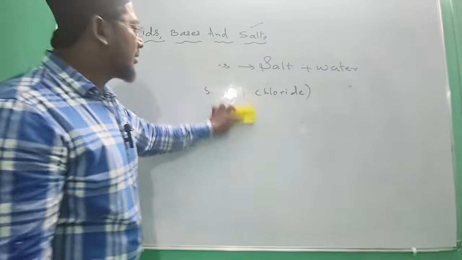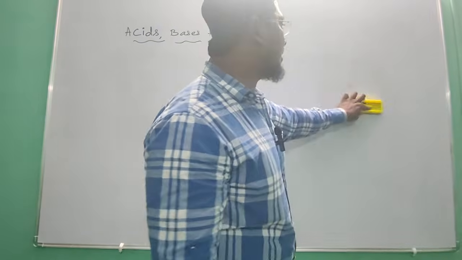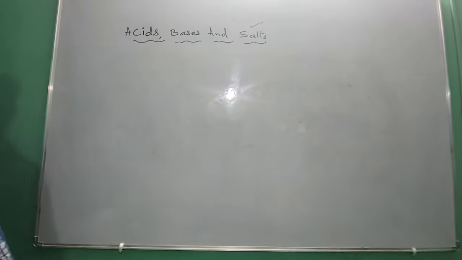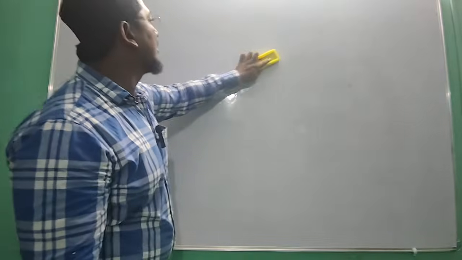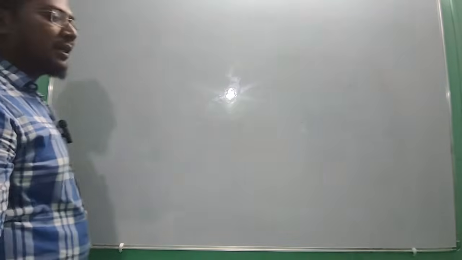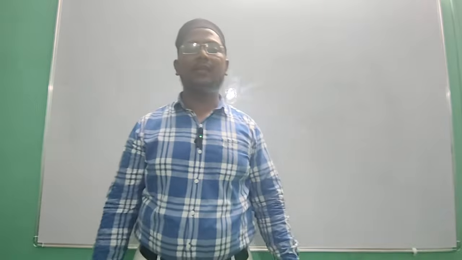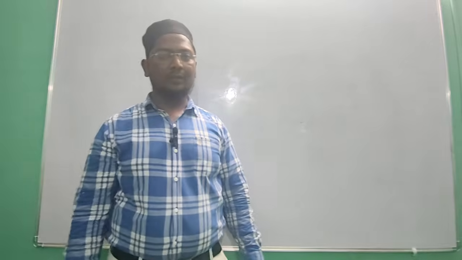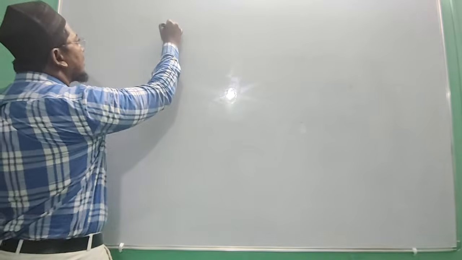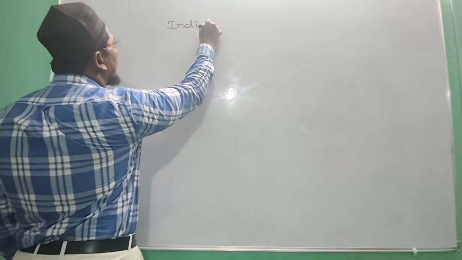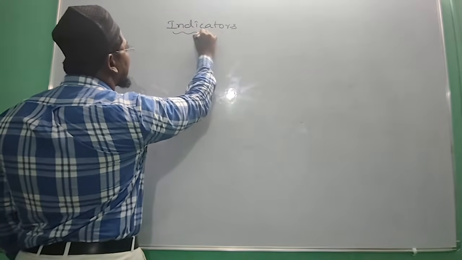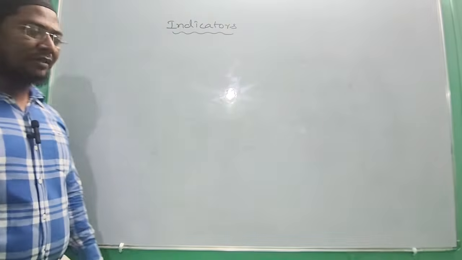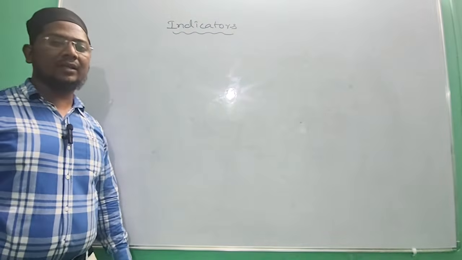How to identify whether substances are acidic, basic or neutral? With the help of indicators, we can identify whether substances are acidic, basic or neutral. What are indicators? Indicators are substances which indicate the acidity or basicity of an element. There are three types of indicator.